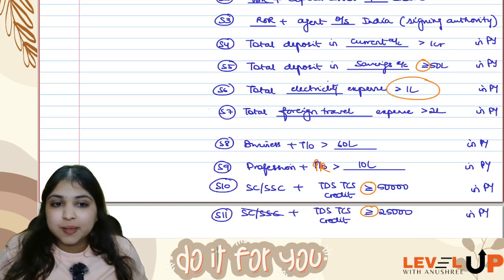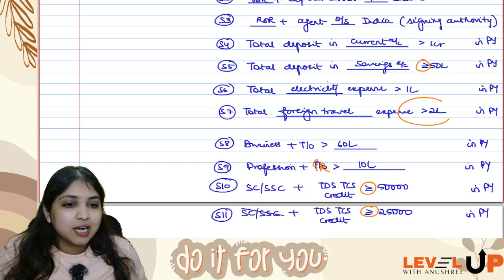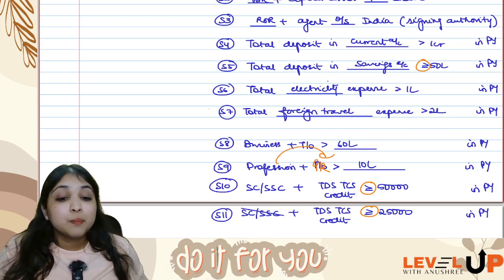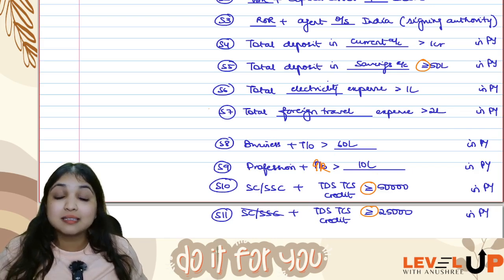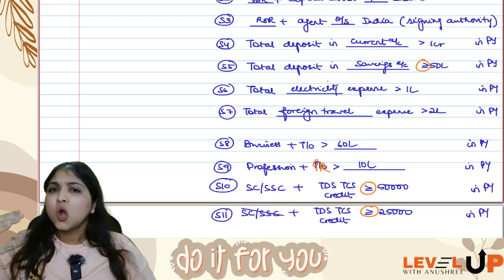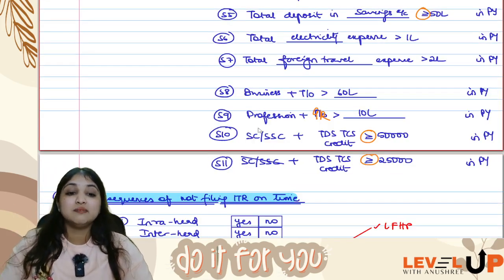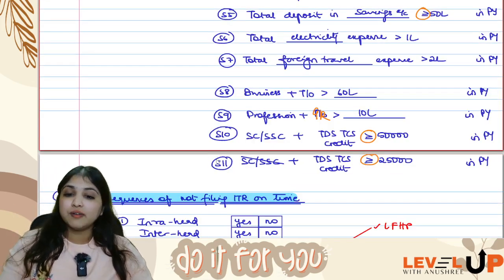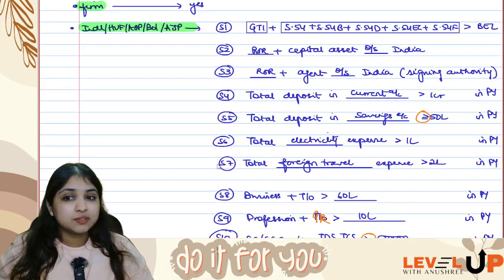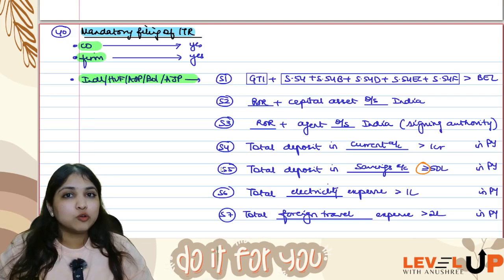Total electricity expense more than 1 lakh. Total foreign travel expense more than 2 lakhs. Business turnover is more than 60 lakh. Profession gross receipt is more than 10 lakhs. Senior citizen, super senior citizen, TDS TCS credit is at least 50,000, or not a senior citizen or a super senior citizen with TDS TCS credit at least 25,000. I have totally 11 situations. If assessee falls under any of these 11 situations, then assessee you have to file your ITR.